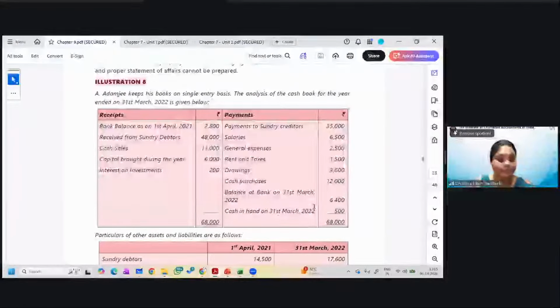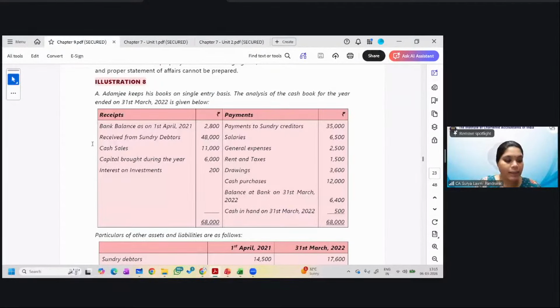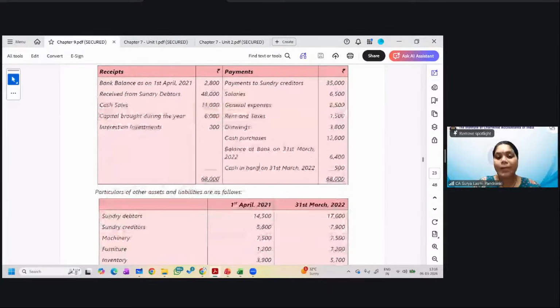Okay, look at this question. You have cash book given, some receipts are there and some payments are also there, and you also have some other information given below. Look at that once. So bank balance, opening bank balance is there, and what are the payments received from debtors, cash sales, capital brought during the year, this is additional capital, interest on investments, payments to your suppliers, salaries, general expenses, rents, the drawings, cash purchases, and closing balance. This is like the cash book wherein you have both receipts and payments.